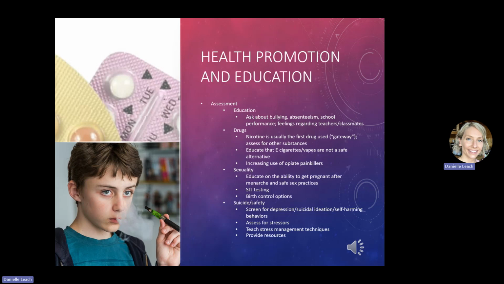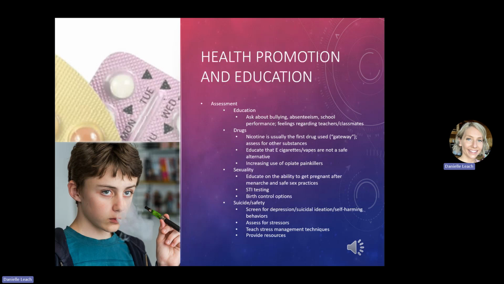We can ask about drugs. So we can ask if they are using nicotine, whether that is actual cigarettes or vapes, and we can educate that vapes are not necessarily a safe alternative. We also want to see, are they using any opiates because of the increasing use of opiate painkillers. Sexuality-wise, we do need to educate that they can get pregnant after they do have their first period, and practices they can use for safe sex, like using condoms, things like that, when they should get STI testing if necessary, and different birth control options for females.